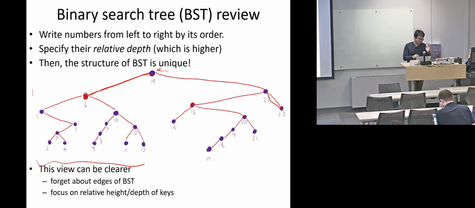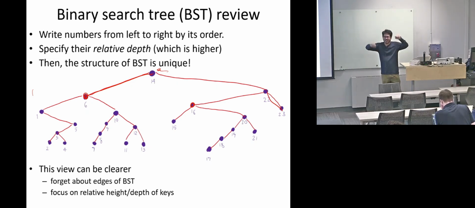Okay, so this view is clearer to me because I usually don't like to think of a binary search tree in terms of edges. It's just points on the plane. Okay.